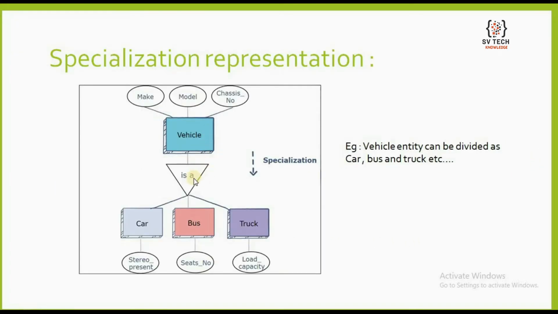Here I have given the same example for specialization also. Here vehicle is a high level entity divided into three sub entities named car, bus and truck based on their characteristics and attributes. So this is the top-down approach.